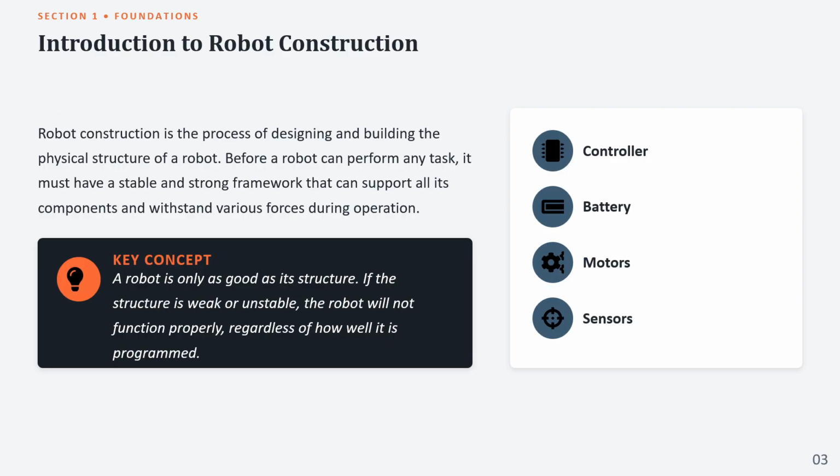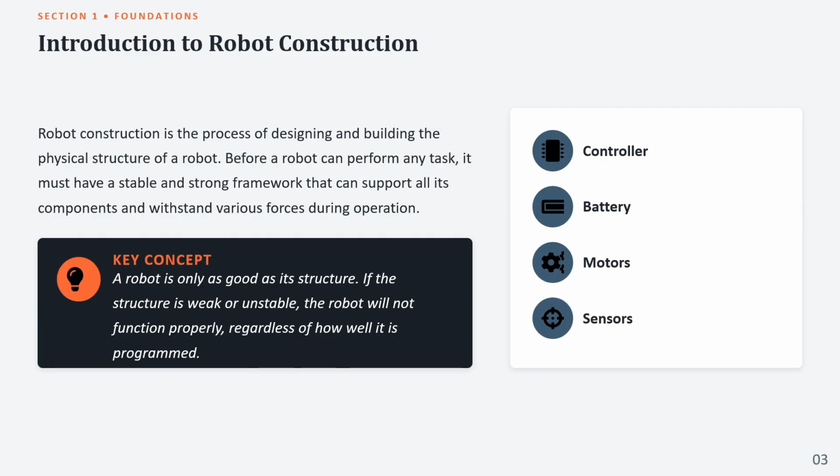So, robot construction is the process of designing and building the physical structure of a robot. Before a robot can perform any task, it must have a stable and strong framework that can support all its components and withstand various forces during its operation. Then you explain.